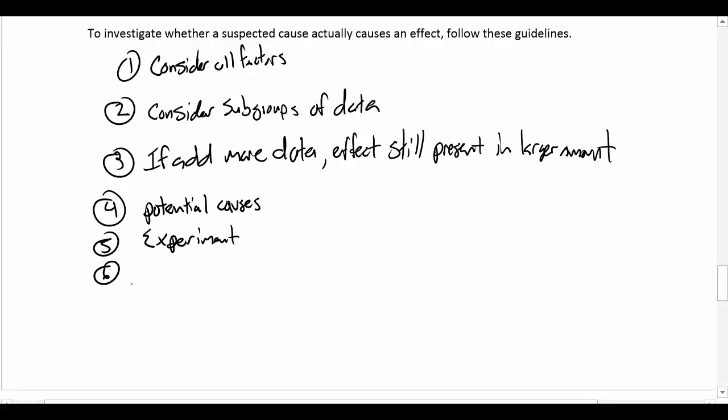And then number six, try to determine the physical mechanism by which the suspected cause produces the effect. In other words, there's got to be a good reason why one thing influences the other. What is the mechanism that is controlling A to B?